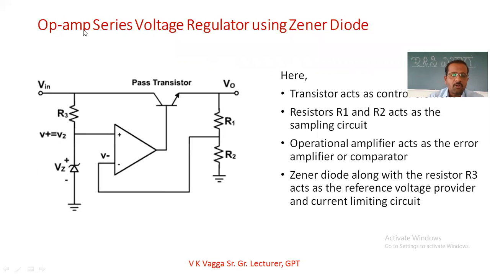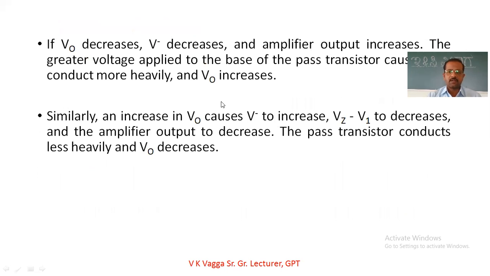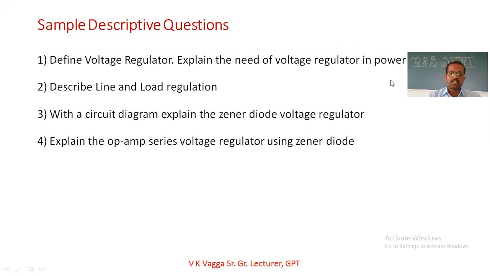Okay, and the op-amp series voltage regulator using the zener diode is to be implemented in this way, using the pass transistor, the sampling circuit, the comparator, the current limiting circuit and the reference voltage provider, in which, if the output voltage decreases, it can be taken back to the reference. If the output voltage increases, again it can be taken back to the reference. Okay, this is all about the voltage regulators.